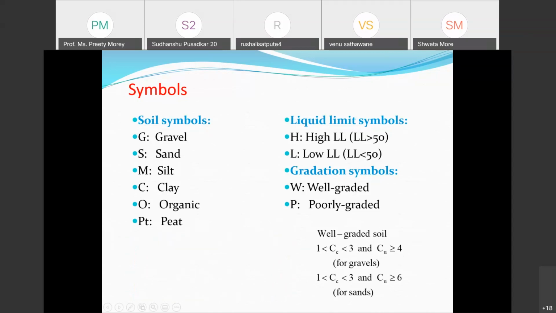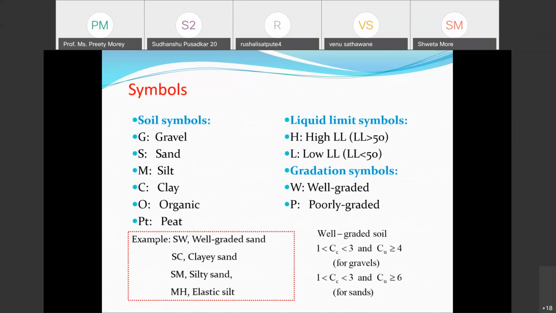So such combinations of two symbols can be made together to indicate a wide range of that particular soil. So I defined SW, SC, SM, MH. So many combinations you can make and find out what type of soil.